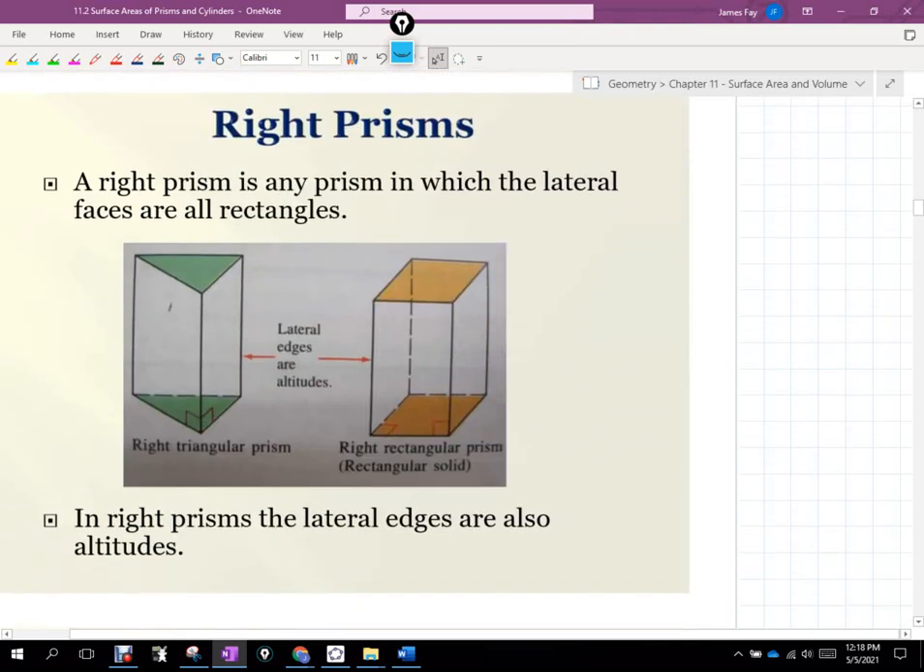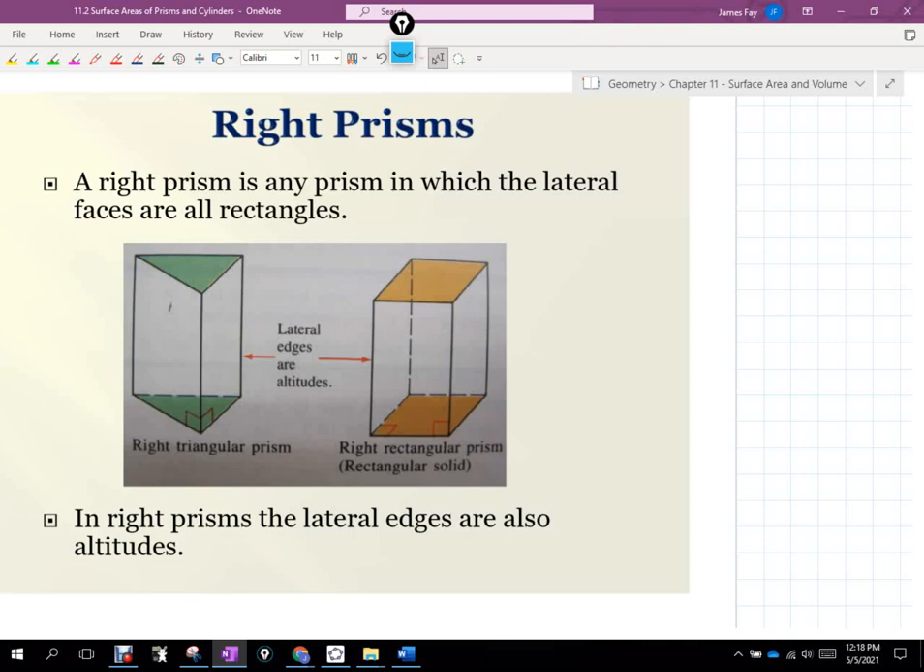A right prism. And so what I'm getting at here is that in every right prism, your lateral faces are rectangles. Every single lateral face is going to be a rectangle. And in that situation, if you want to find the altitude, it's just one of the edges of your prism, where the lateral faces come together.